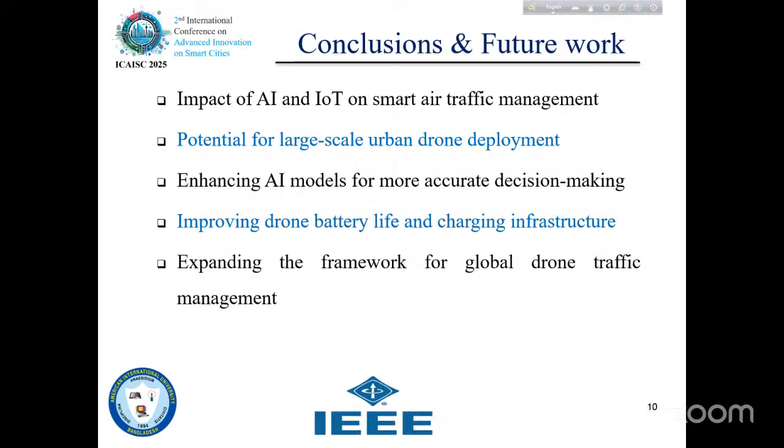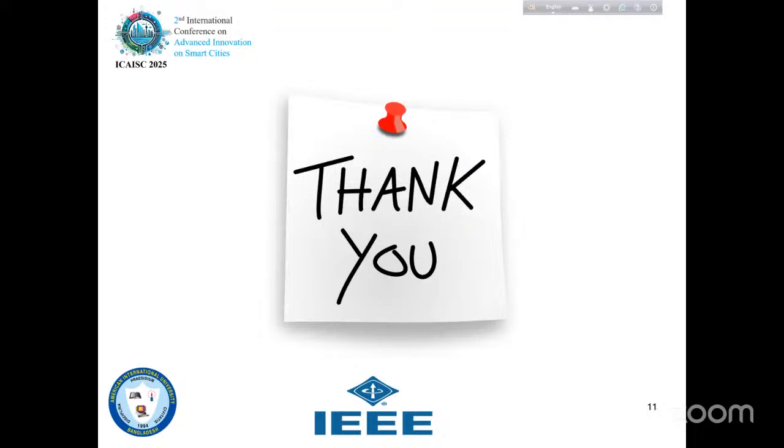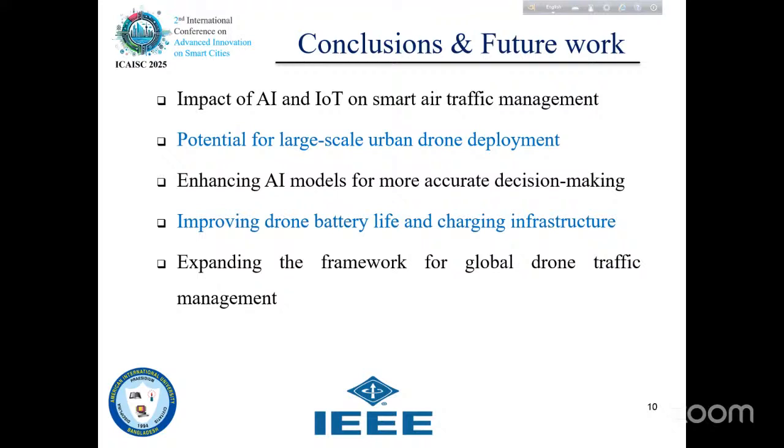The impact of AI and IoT smart air traffic management is transformative, enabling real-time monitoring, efficient coordination and decision making for drone operations in urban airspace. AI enhances the accuracy of flight path optimization, collision avoidance, and route adjustment, while IoT enables continuous data flow and remote monitoring of drone performance and environmental conditions. The potential for large-scale urban drone deployment is significant, as these technologies pave the way for widespread use in delivery services, emergency response, and infrastructure monitoring.